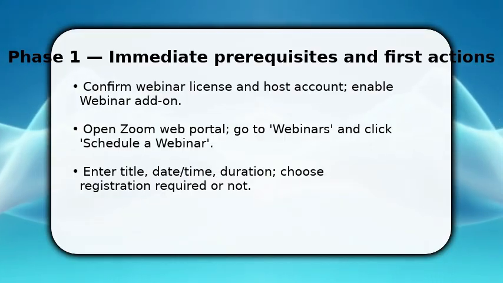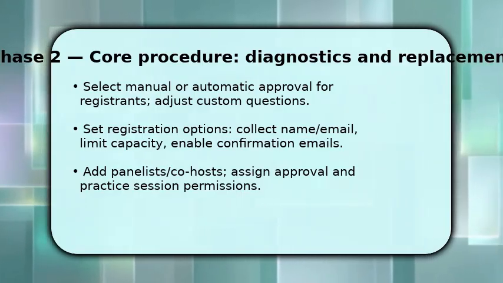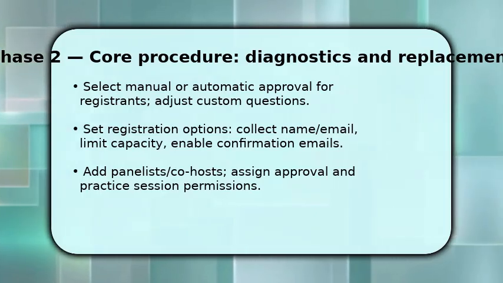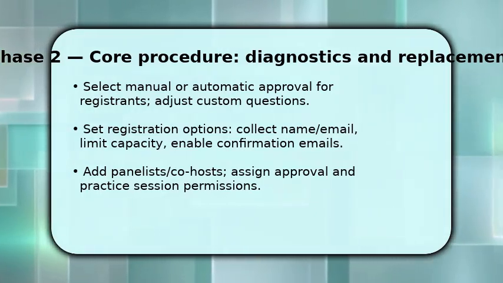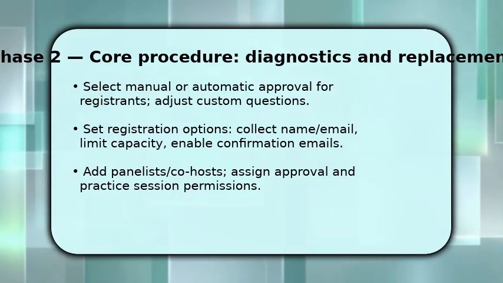Once the basic session exists, focus on registration details. Choose manual versus automatic approval depending on whether you want to vet attendees. You should add any custom registration questions now. This helps collect needed info, and make sure collect email and name is enabled for follow-up.